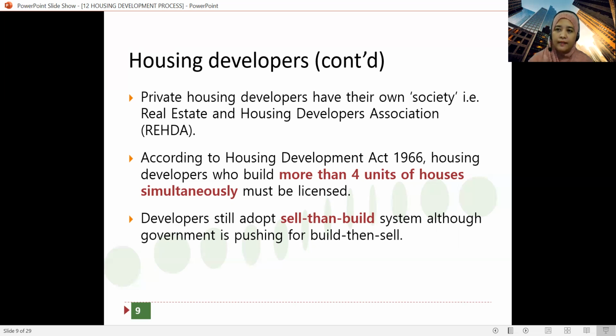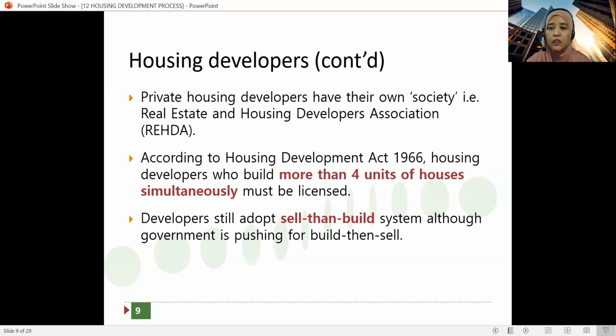Now, why is license so important? It's through licensing that the behavior, the activities, the conduct of the developers can be controlled. Because a license can be approved together with conditions. Remember what you learned before, licensing of prescribed premises? So the so-called pollution license is given together with conditions to control the activities. So same in this case, the activities of the licensed developers can be controlled.